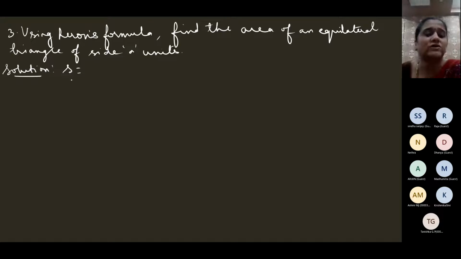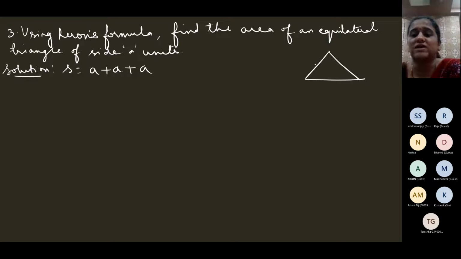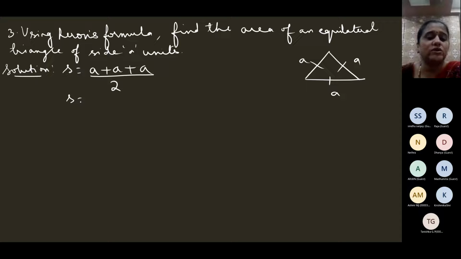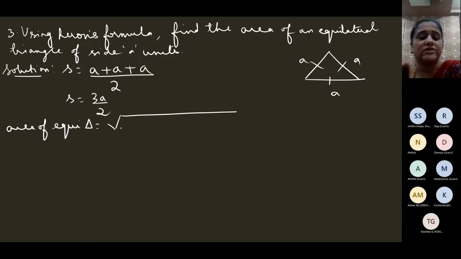So we will work together. See here, S is equal to the sum of the three sides divided by 2: A plus A plus A by 2, because all three sides are A in an equilateral triangle. S is equal to 3A/2. Yes or no, children? Yes. Area of the equilateral triangle is equal to, look at the screen, don't write, root of S into S minus A into S minus B into S minus C square units.